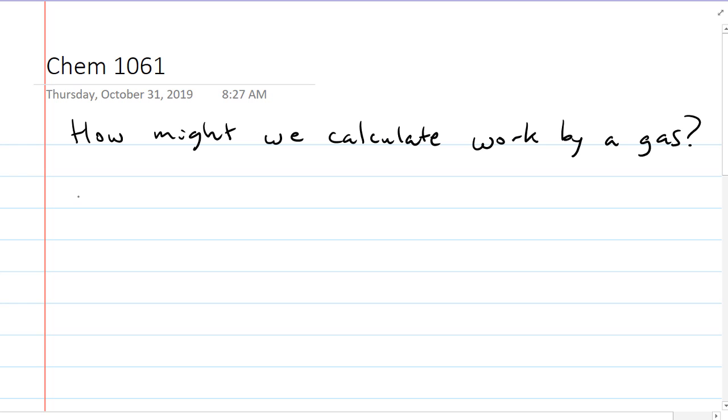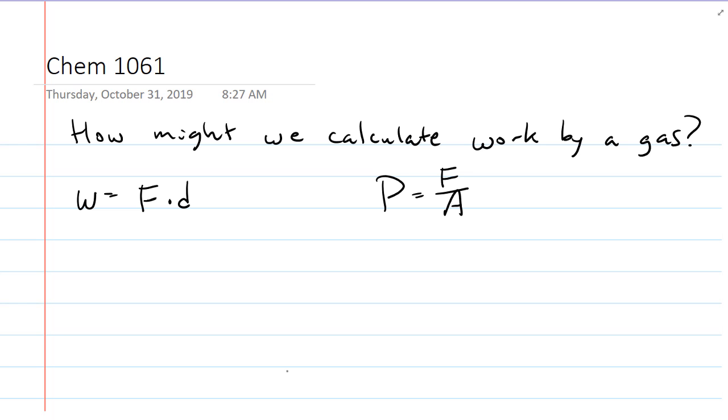So if that's when it's doing work, let's go back and do the math. Go back to our physics equation, which says work is done whenever we apply a force across a distance. In other words, work is equal to F times D. Now, back when we were dealing with gas laws, we said that pressure is defined as the force per unit of area.